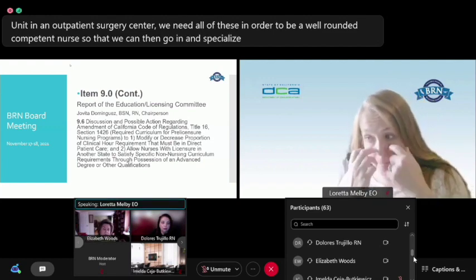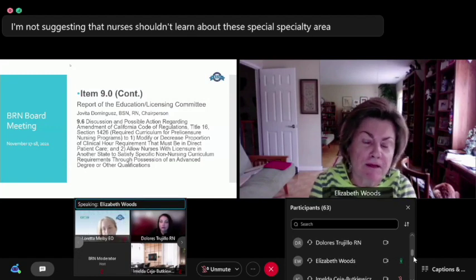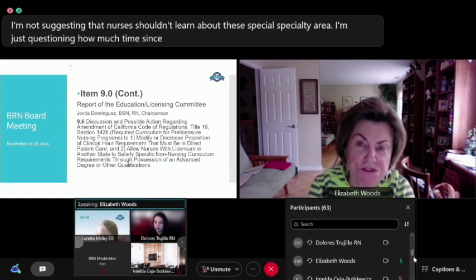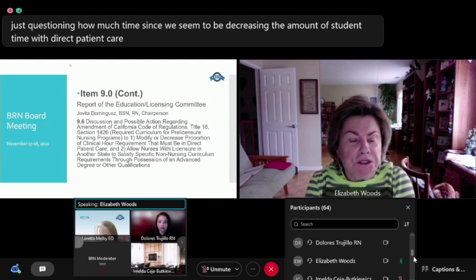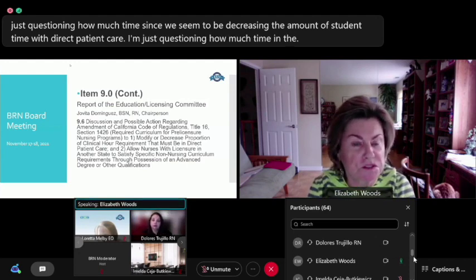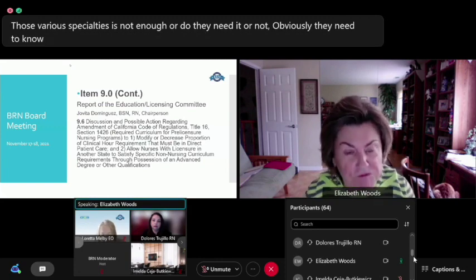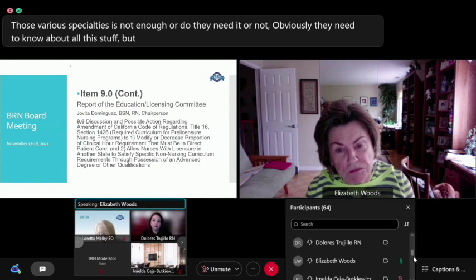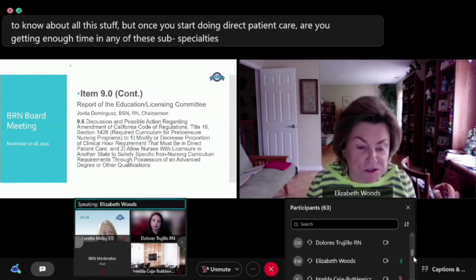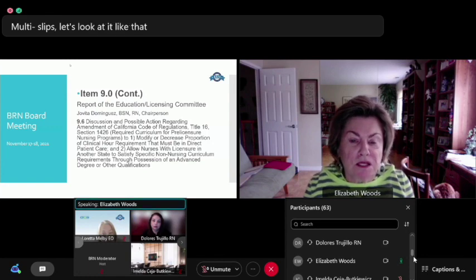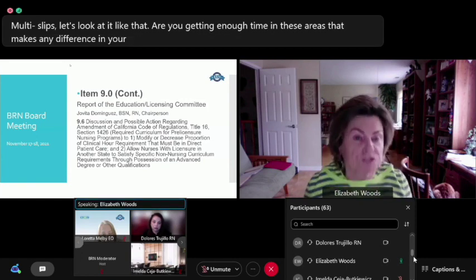Well, I'm not suggesting that nurses shouldn't learn about these specialty areas. I'm just questioning how much time, since we seem to be decreasing the amount of student time with direct patient care, in those various specialties is enough or not enough, or do they need it or not? Obviously, they need to know about all of this, but once you start doing direct patient care, are you getting enough time in any of these subspecialties? Well, they're all specialties, let's look at it like that. Are you getting enough time in these areas that makes any difference in your practice? That's my question.